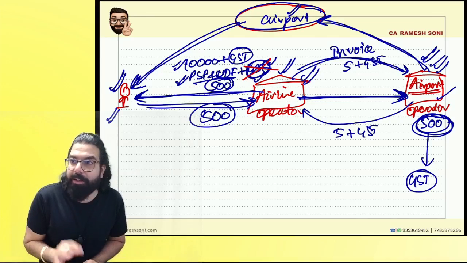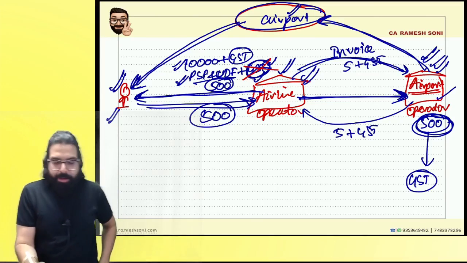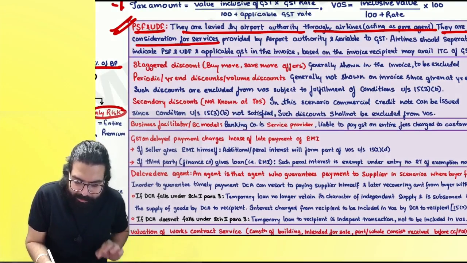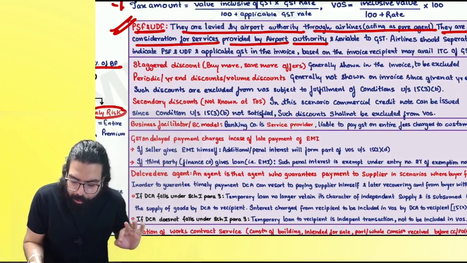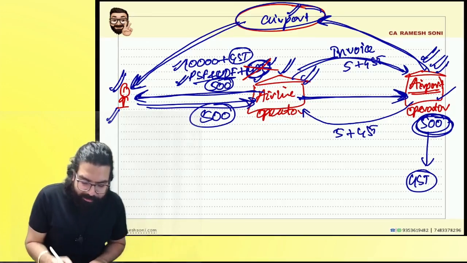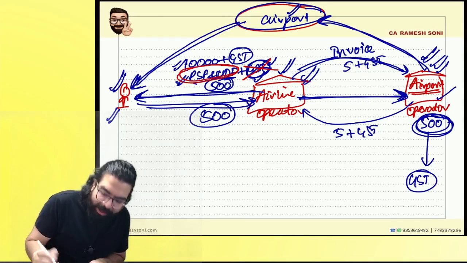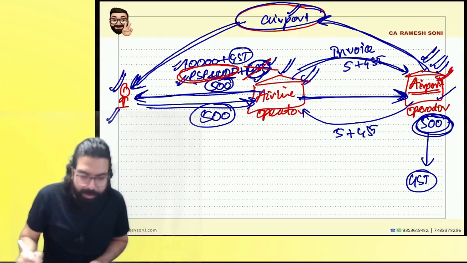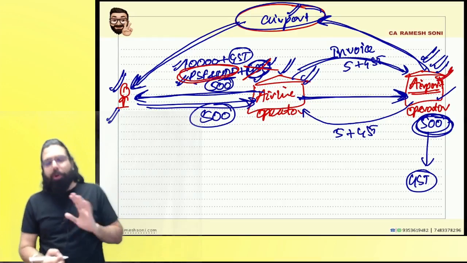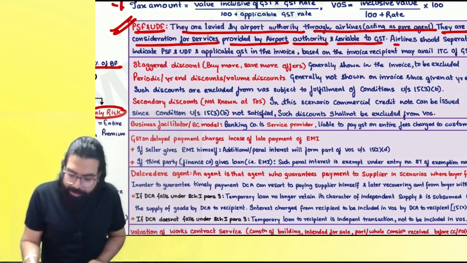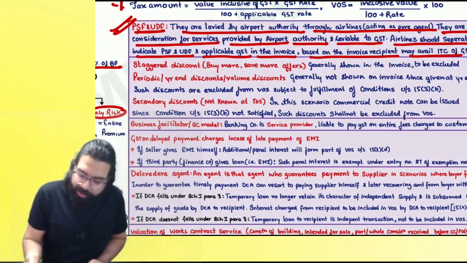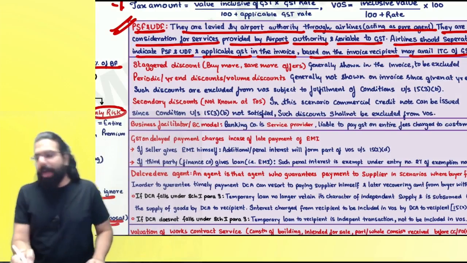That GST amount the customer will not be able to take. Everyone over here, it says they are considered as consideration for services provided by the airport authority and leviable to GST. Sir, PSF and UDF are leviable to GST is what they are telling. And who is providing the service? Airport operator. And then they are telling that the airline should separately indicate PSF, UDF and applicable GST in the invoice. Based on the invoice, the recipient can also take the ITC.